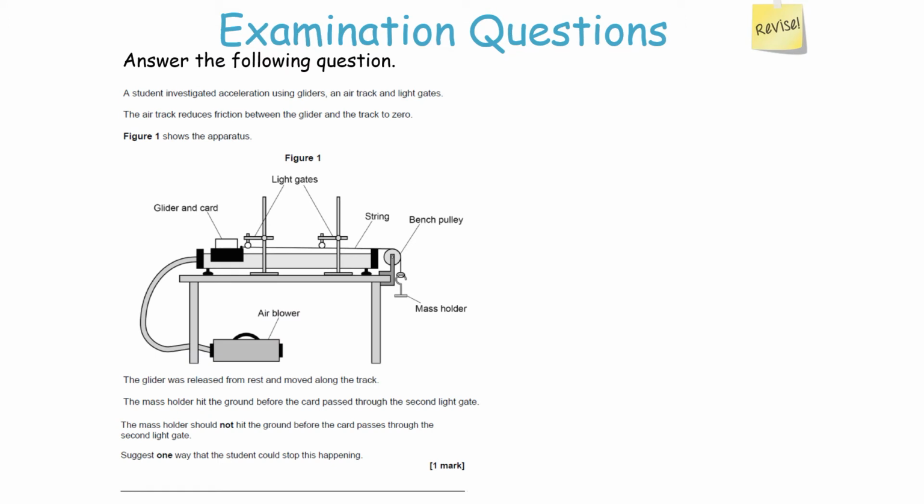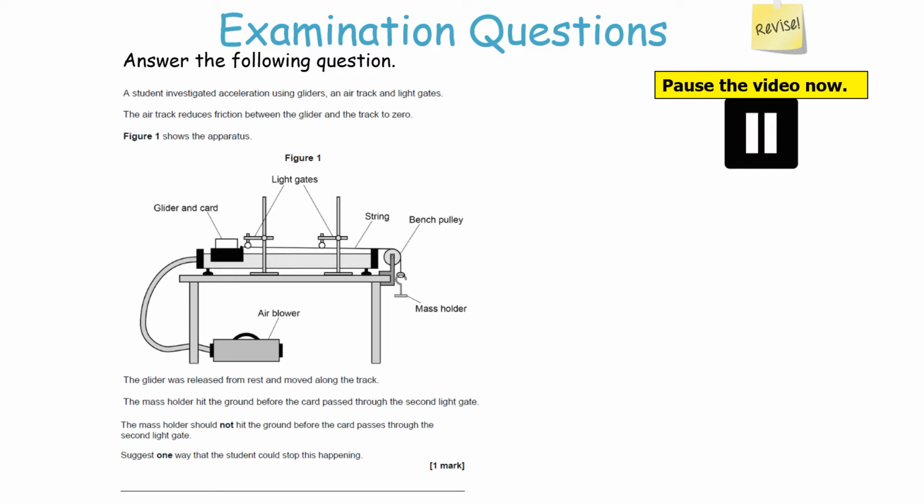The next question is, the mass holder should not hit the ground before the card passes through the second light gate. Suggest one way that the student could stop this happening. Pause the video now, then unpause the video when you want to go through your answer.